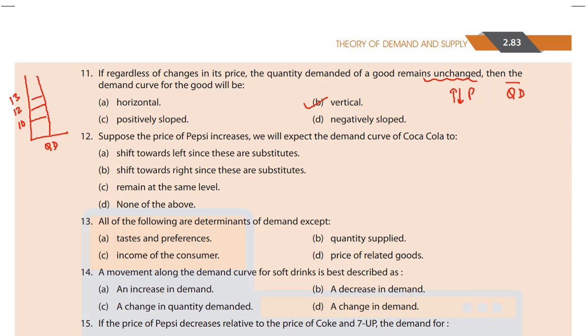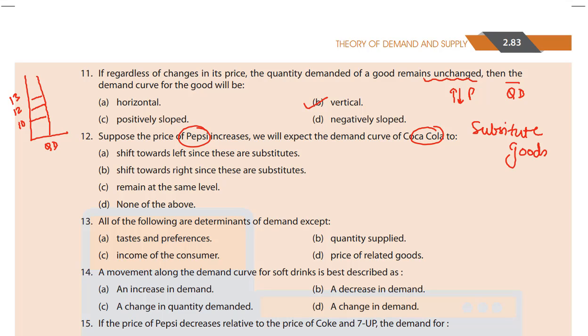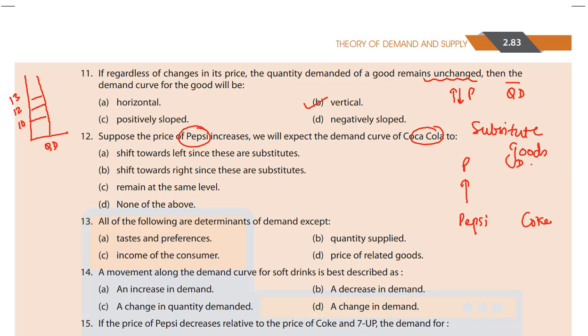Suppose the price of Pepsi increases, we will expect the demand curve of Coca-Cola to do what? You should understand, my dear students, Pepsi and Coke, that is Coca-Cola, are substitute goods. Suppose the price of Pepsi increases. What will happen to the demand of Coke? The price of Pepsi increases, so the demand of Pepsi decreases. So the demand of Coke will increase and people will shift from Pepsi to Coke.